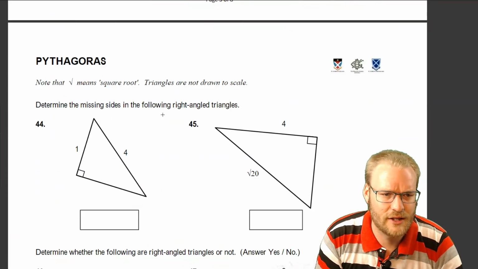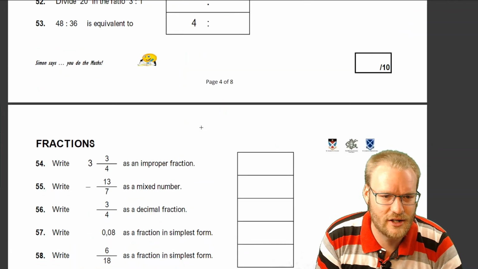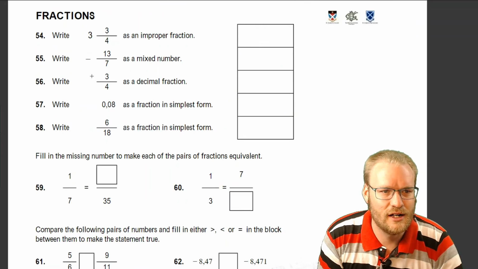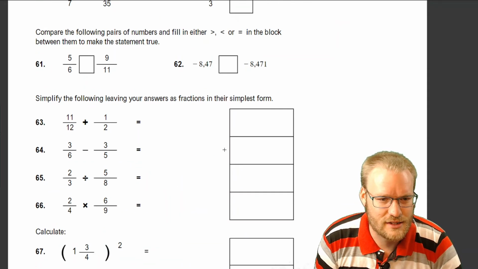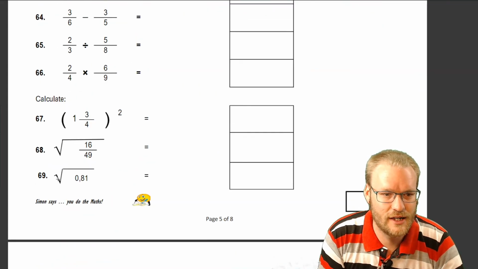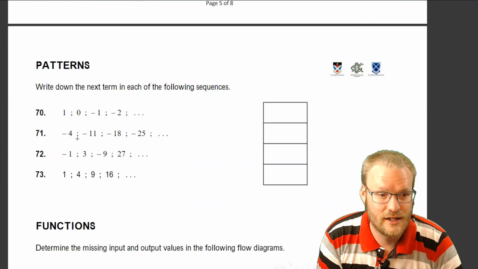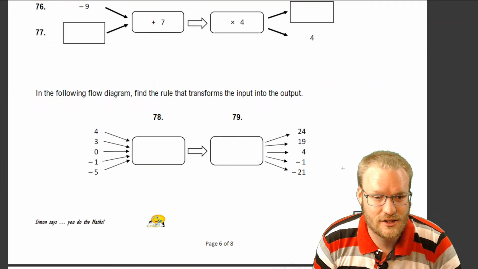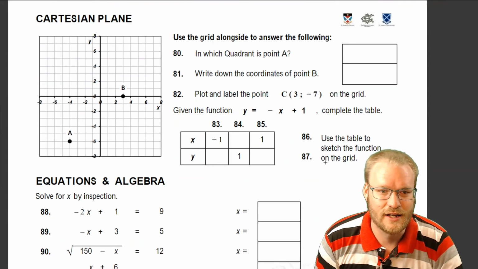Okay, then Pythagoras. What was Pythagoras again? Ratio, proportion, fractions. What were all of these things? Great stuff, great stuff. And then we get up to here, 69. Then we move on to 70 to the end. That's Wednesday. And a Cartesian plane.